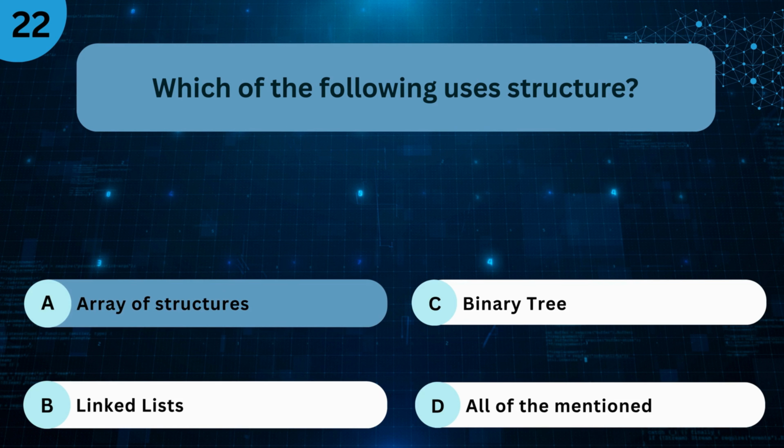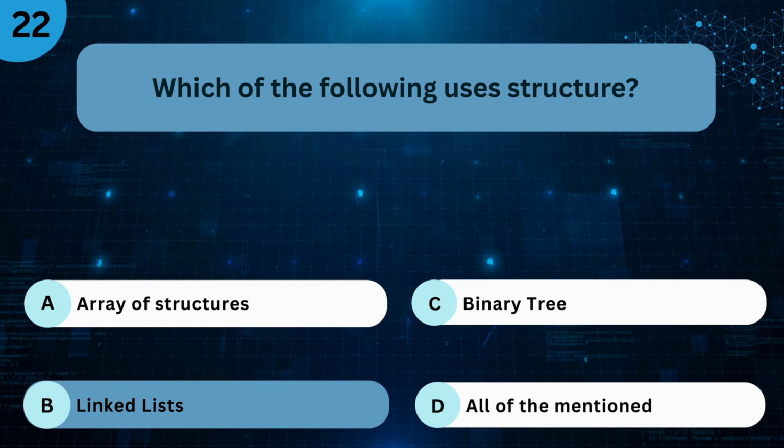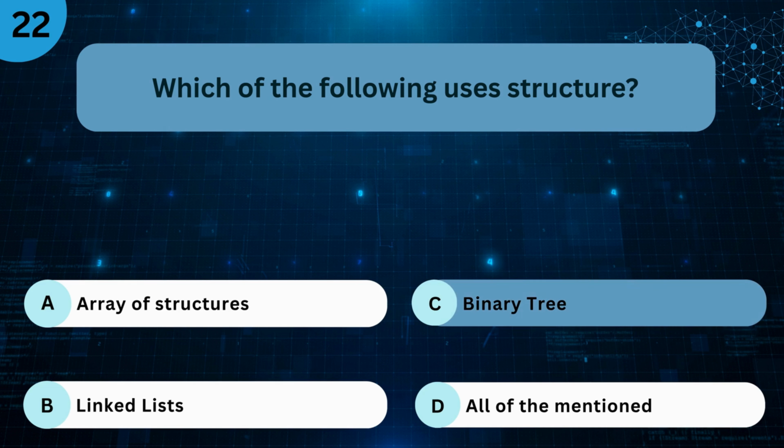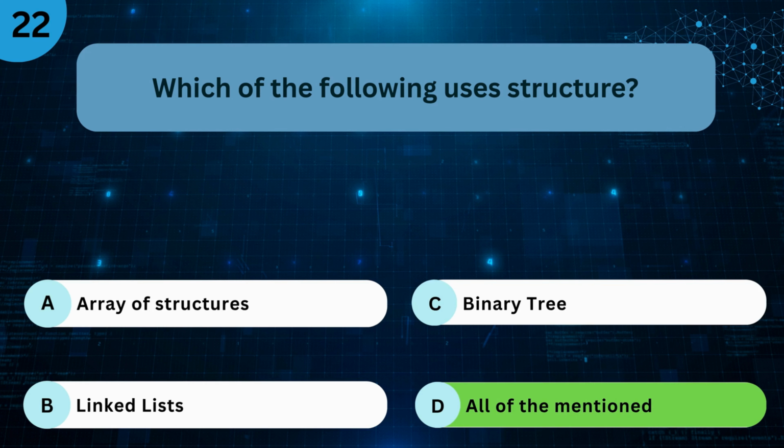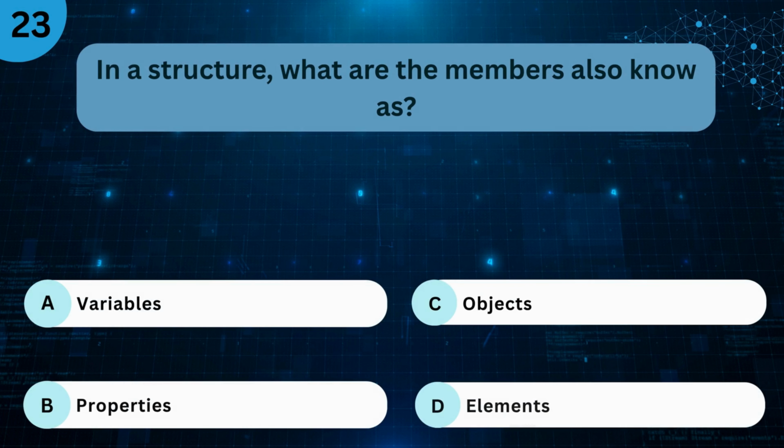Which of the following uses structure? A. Array of structures. B. Linked lists. C. Binary tree. D. All of the mentioned. The right answer is D. All of the mentioned. In a structure, what are the members also known as? A. Variables. B. Properties. C. Objects. D. Elements. The right answer is A.